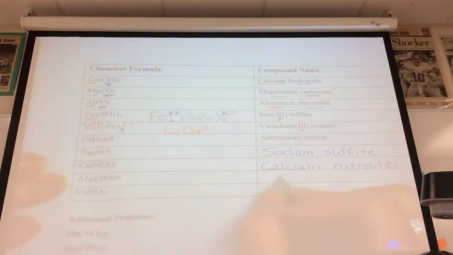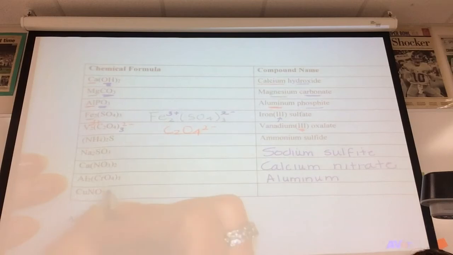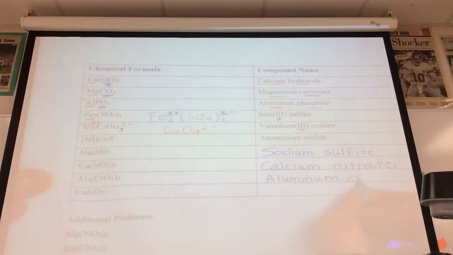Al is aluminum. CrO4, 2 minus is chromate.